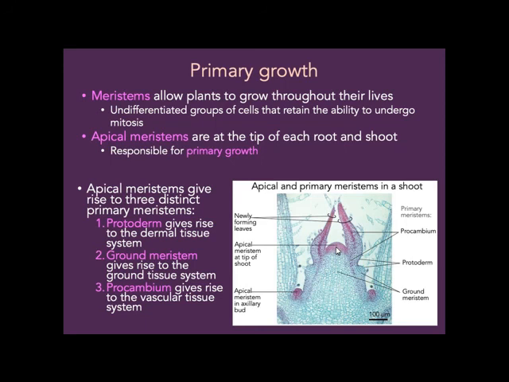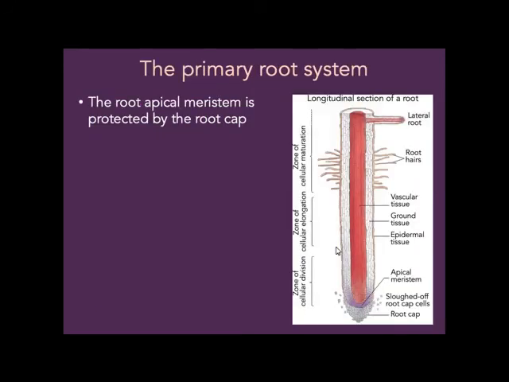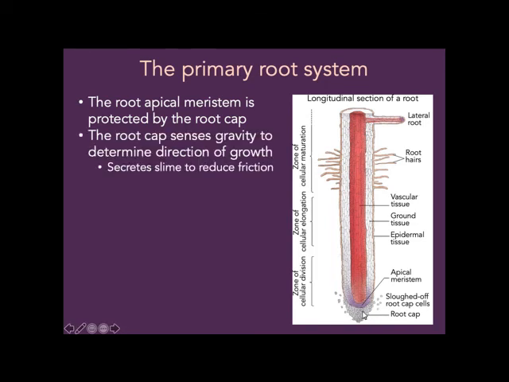Oh yeah, like endoderm and ectoderm and mesoderm, giving rise to the different systems of the body. Yeah, it's a little bit like that with plants, right? Okay. And here's the roots. So the root apical meristem is protected by a root cap. The root cap is not only protective, but it also can detect gravity to determine which direction the root should grow in. It also secretes slime to make less friction as the root pushes its way through the soil.